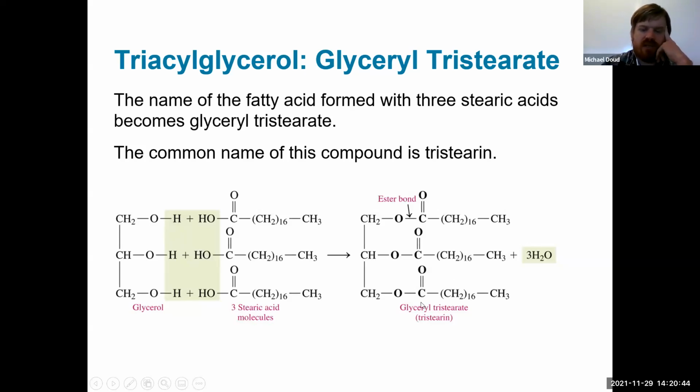And what happens is you form an ester bond 3 separate times. So this carboxylic acid and this alcohol becomes an ester, this carboxylic acid and this alcohol becomes an ester, and this carboxylic acid and this alcohol becomes an ester. So the triacylglycerol that's formed looks like this. You have, in this case, glycerol as the first name, and then you have 3 stearic acids, which became stearate, so you call it glycerol tristearate. The common name is tristearin, but I'm not going to require you to memorize that.